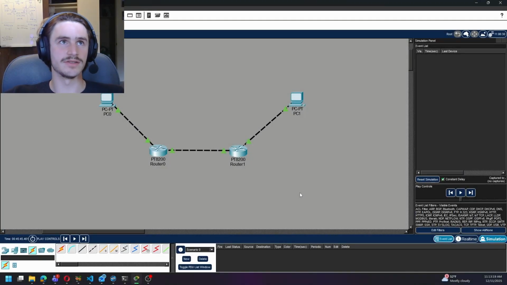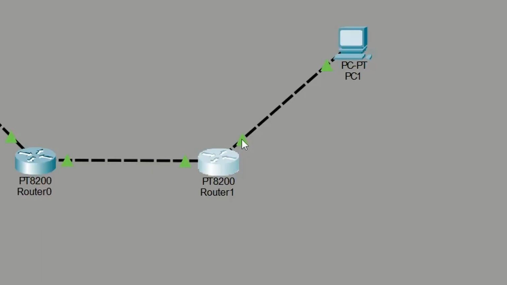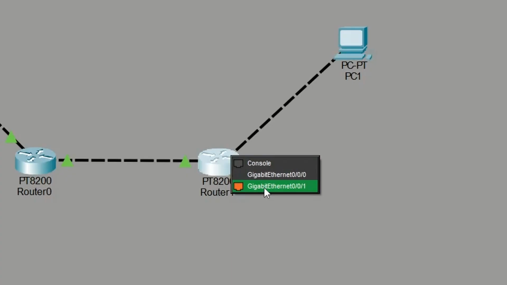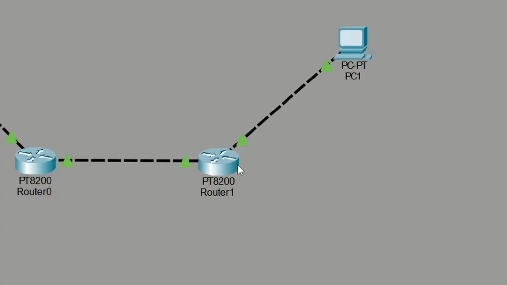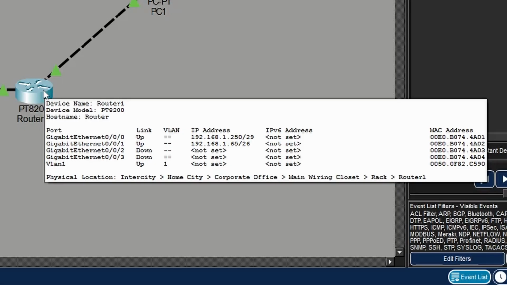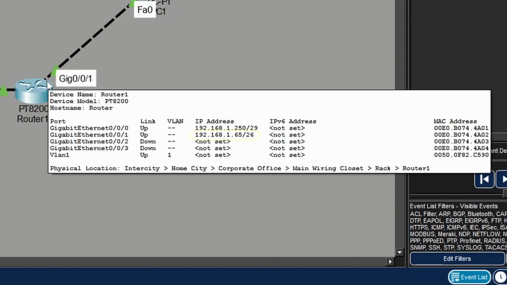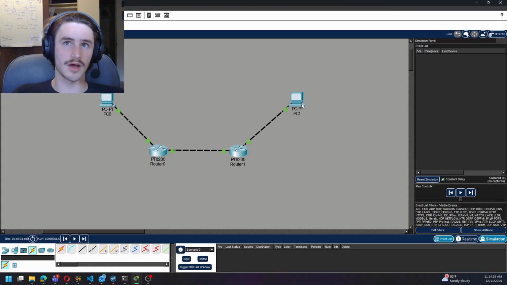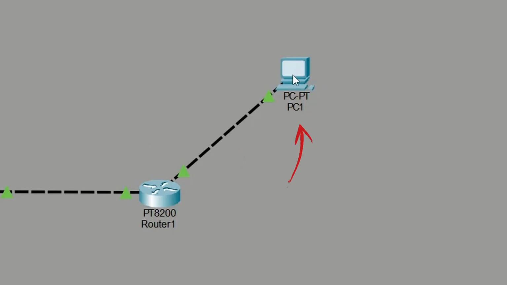Okay, I've got Cisco Packet Tracer open here, and I've created just a small local area network with two subnets. Router 1 is exposing a network on this interface, gigabit Ethernet 0/0/1. It's exposing a subnet that you can see there, 192.168.1.64/26. Its IP on that interface is 192.168.1.65. And it's got one client on this subnet, PC1.